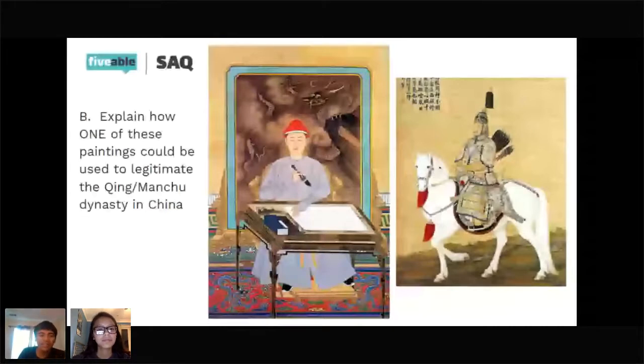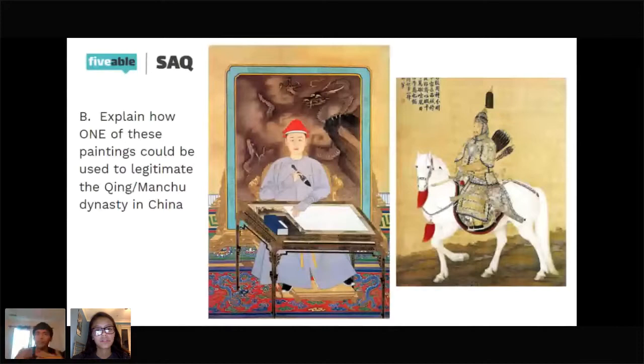Okay, part B is: explain how one of these paintings could be used to legitimate the Qing or Manchu dynasty in China. If you remember the word from earlier, it's vocabulary. You want to lean on the word legitimate. You might get thrown off, or you may not. Legitimate means to make official, to make it more authentic. If you're a leader, you want people to believe that you're actually born for the role, that you're ready for it. That's the kind of academic vocabulary that can be part of a question on the AP test, so don't let those throw you off.